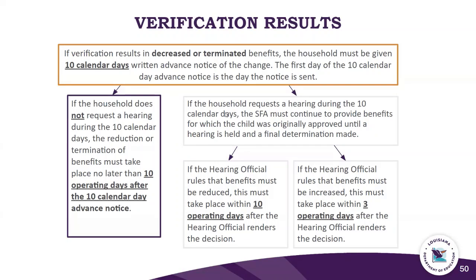However, if the household requests a hearing during the 10 calendar days, the SFA must continue to provide benefits for which the child was originally approved until a hearing is held and a final determination made. From here, if the hearing official rules that benefits must be reduced, this must take place within 10 operating days after the hearing official renders the decision, or if the hearing official rules that benefits must be increased, this must take place within 3 operating days after the hearing official renders the decision. If you ever have a question about verification results, please contact the state agency for assistance.